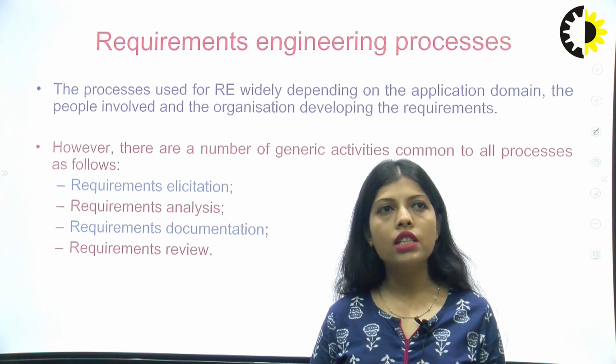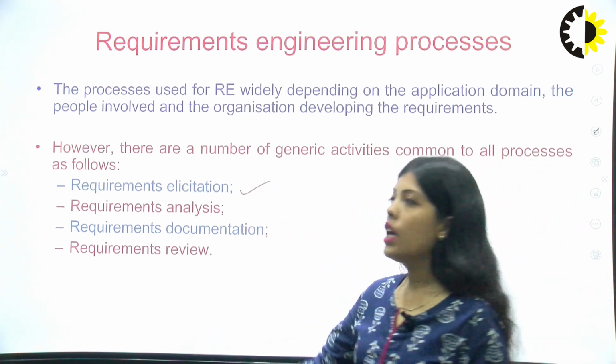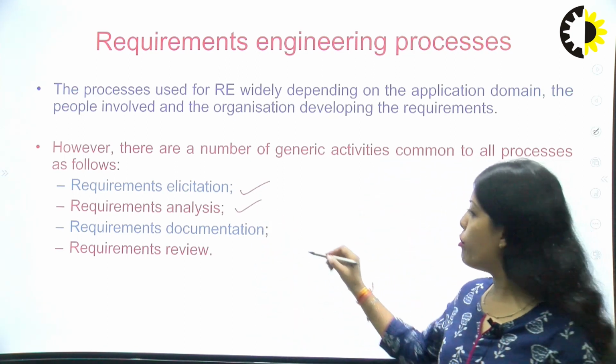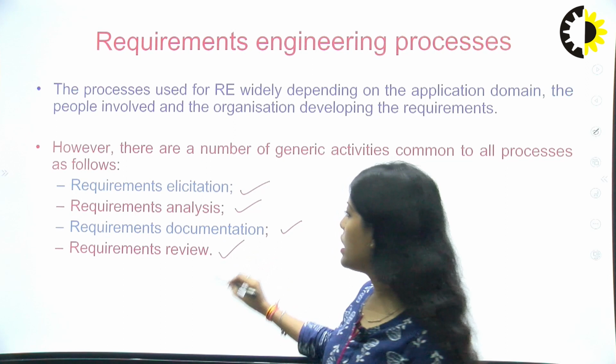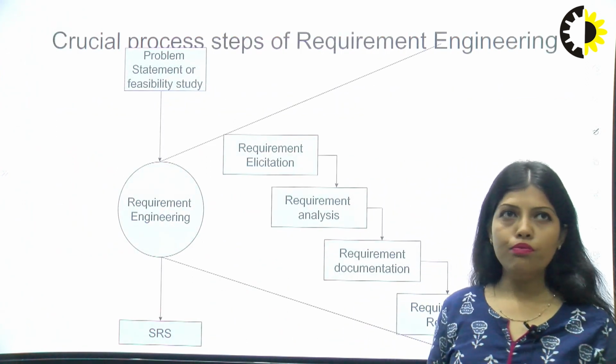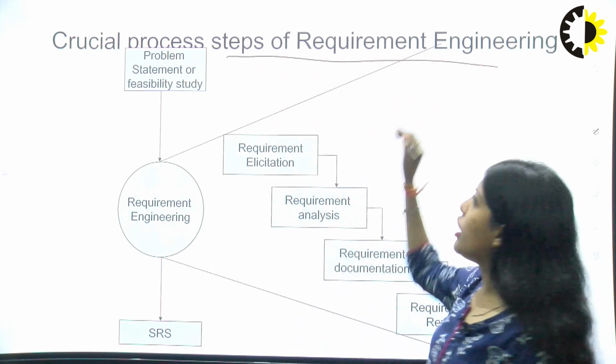First activity is requirement elicitation. Second activity is requirement analysis. Third activity is requirement documentation. And fourth activity is requirement review. So this is the diagram, or the steps, of requirement engineering.